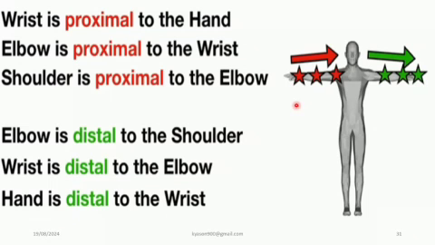If a particular part of the body is nearer to the trunk or to the point of origin, we use the word proximal. Let's take one example here. We are trying to relate the position between the shoulder and the elbow. We know this is the shoulder, this is the elbow. The shoulder obviously is close to the point of origin of the limb. So the shoulder is proximal to the elbow. The opposite is true. The elbow is distal to the shoulder because the elbow is further away from the point of origin than the shoulder.